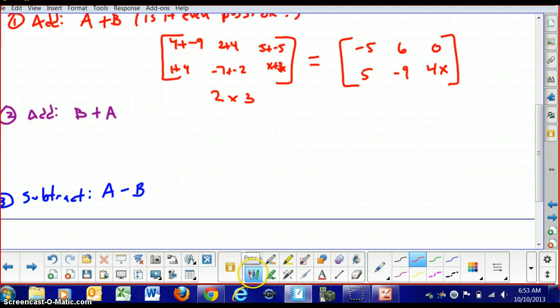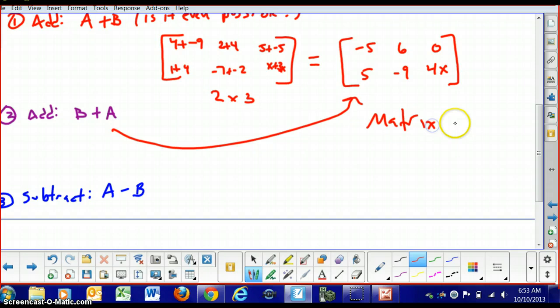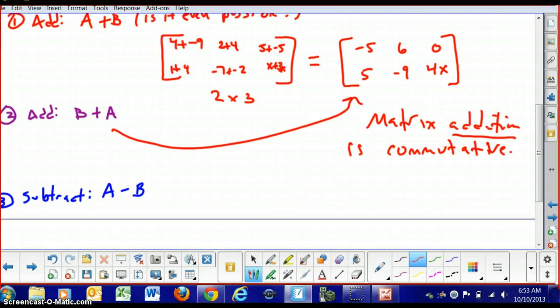And if you're thinking that it's going to be the same as matrix A plus matrix B, then you are correct. It is the same answer because matrix addition is commutative. Means same forward and backwards. Matrix addition is commutative. All right.